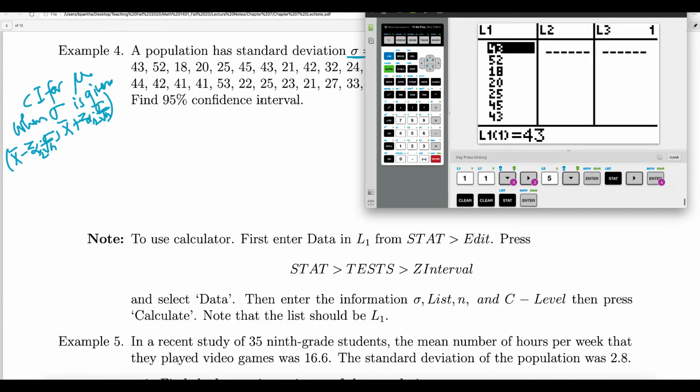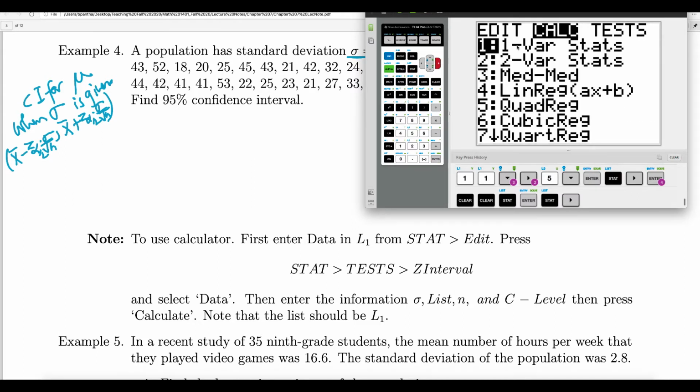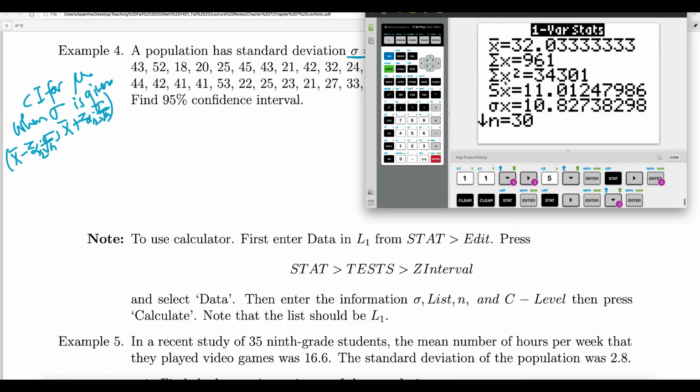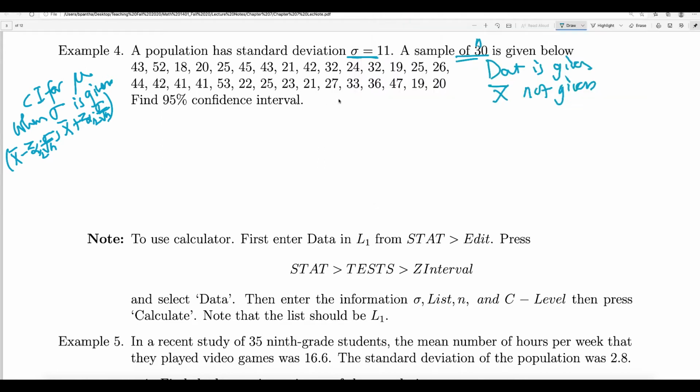After you enter the data, since our goal is to find x bar, the sample mean, to estimate the confidence interval for the population mean, we need to find the sample mean first. So after you enter the data, go to stat and then calc. It picks one-variable stats automatically. Hit enter, the data is in L1, there is no frequency list, and calculate. Then you will get x bar is 32.03.